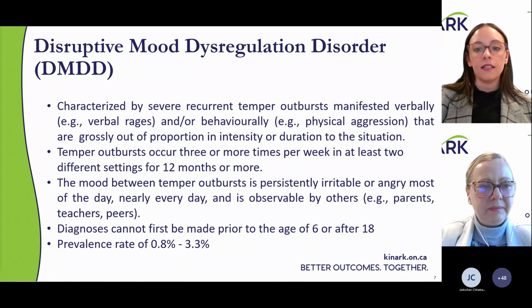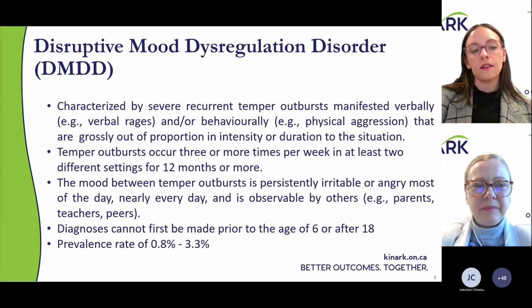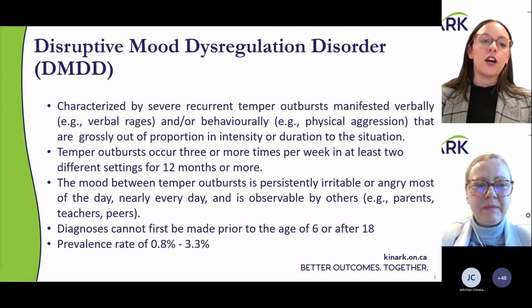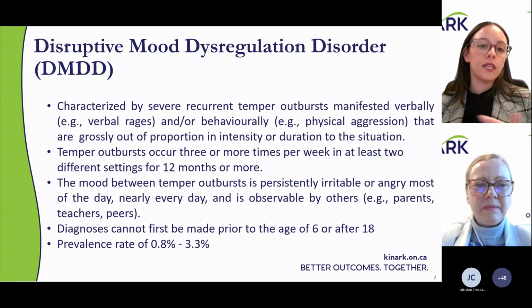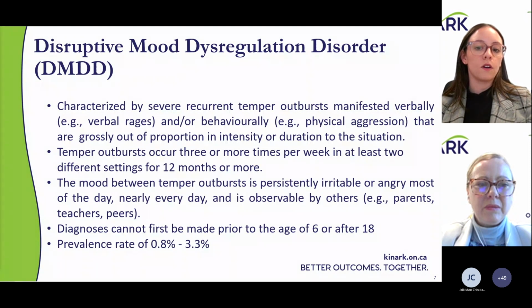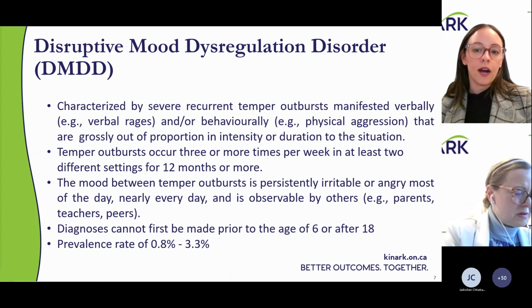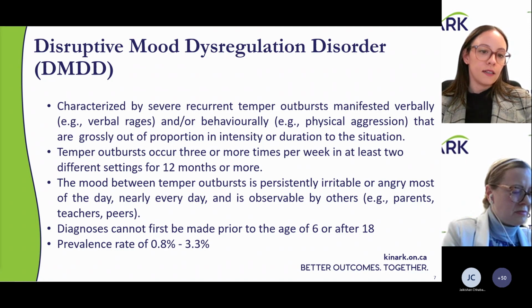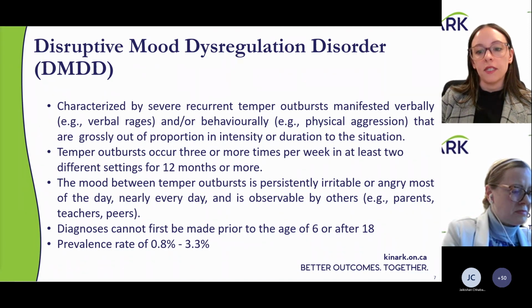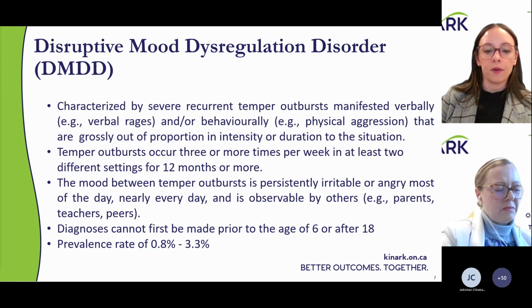As part of the diagnostic criteria, these temper outbursts occur 3 or more times per week and must also occur again in at least 2 settings. And the outbursts and tantrums have to have been ongoing for at least 12 months. And a child or youth who's diagnosed with DMDD, their mood in between these outbursts, and what we see clinically, is this persistently irritable or angry mood most of the day, nearly every day, and is observable or noticeable by others around them, such as parents, coaches, peers, teachers, etc. And a diagnosis of DMDD cannot first be made prior to the age of 6 or after the age of 18. And clinically, we see that the prevalence rate of DMDD is between 0.8 and 3.3%.